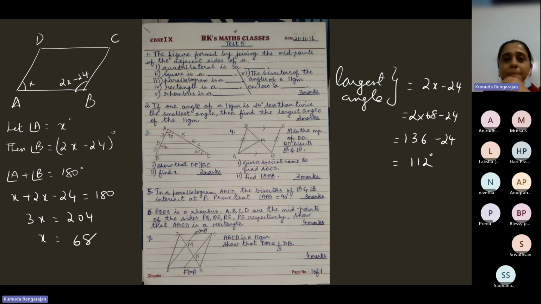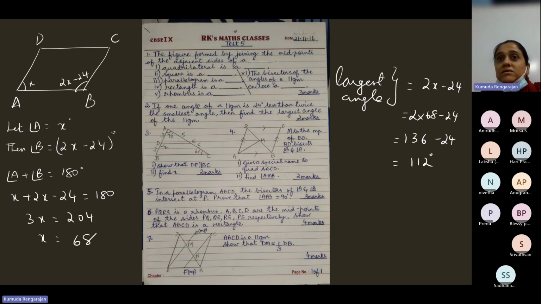Finished? In a parallelogram and in a rhombus, there can be only 2 different angles. In a trapezium, all 4 angles can be different. Parallelogram and rhombus, 2 different angles. Rectangle, square, all angles are equal.